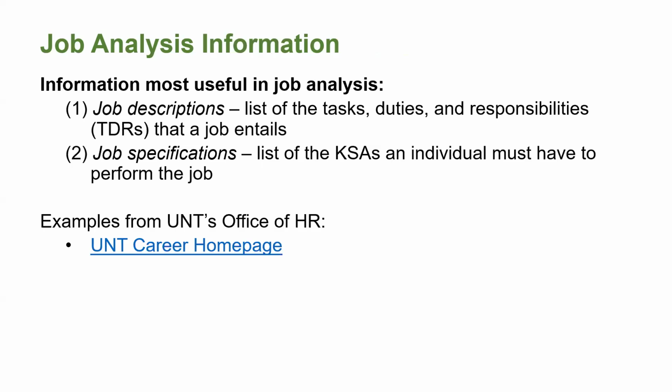Now, there are two pieces of information that are most useful in a job analysis. The first are job descriptions, which include a list of tasks, duties, and responsibilities that a job entails. And the second type of information common in a job analysis includes a list of the KSAs an individual must have to perform the job. And if interested, please visit the link attached to this slide for some great examples of job descriptions and KSAs required for specific UNT positions. Just search a specific job and see what UNT lists as the description and specifications for that role.